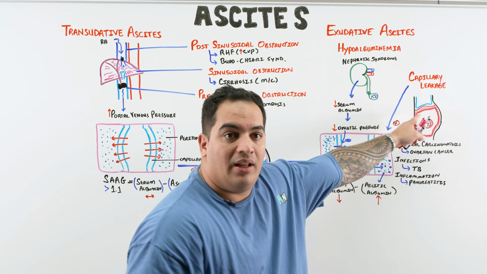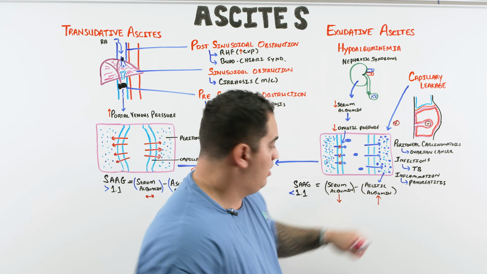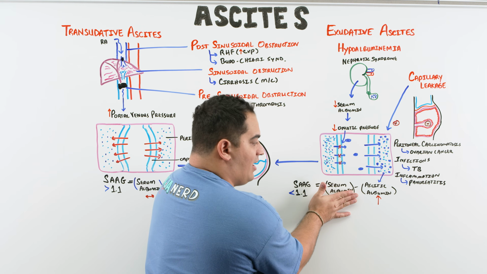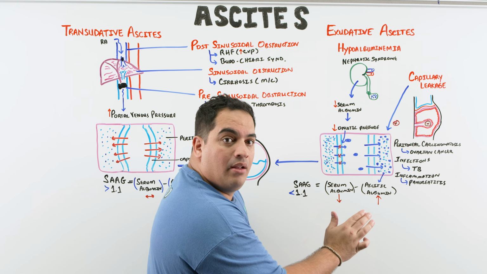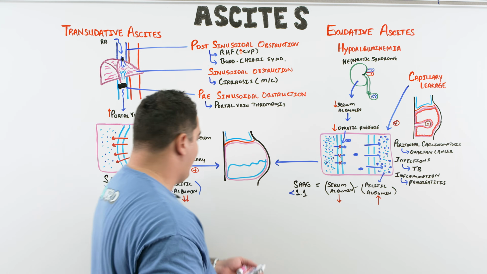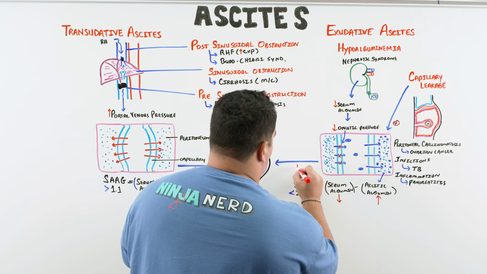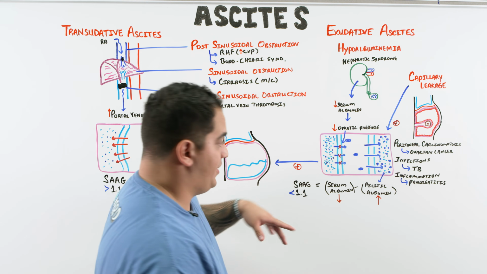In the capillary leakage problems, the ascitic albumin is high. Block this, keep this constant. You take a normal number and subtract it from a really big number, what are you going to get? A smaller number. So you see how the SAAG comes out, you get an idea of which is the potential cause. Is it exudative or transudative? And then you think about your etiologies.